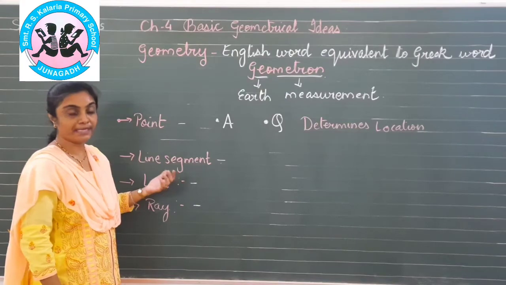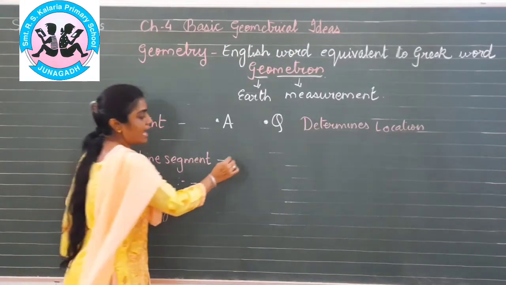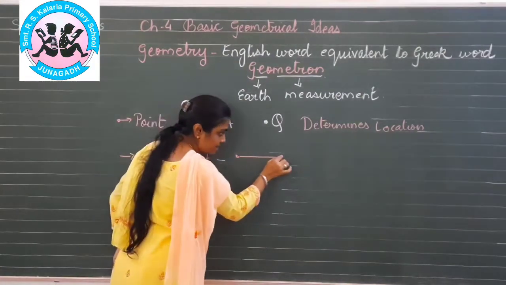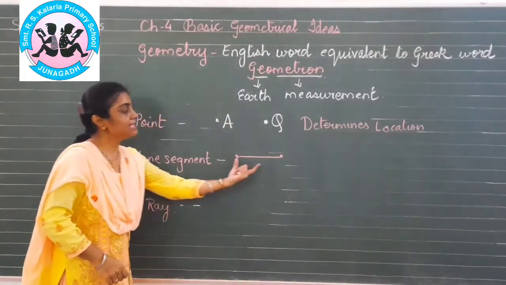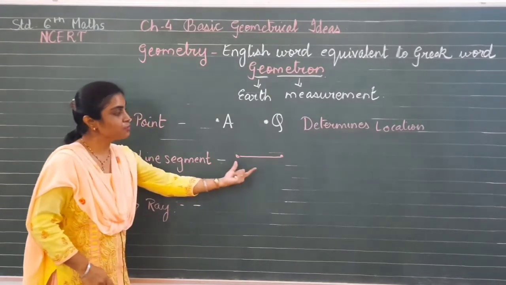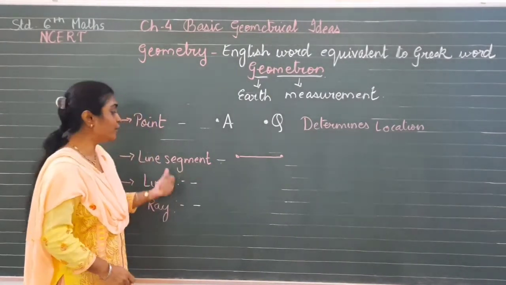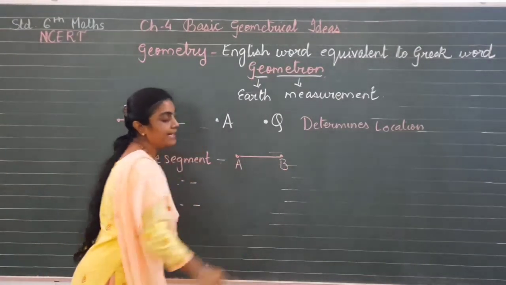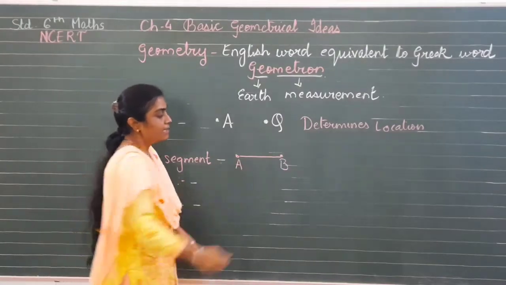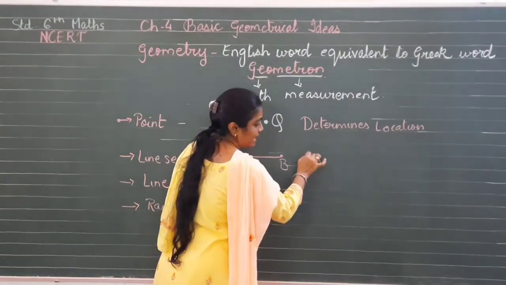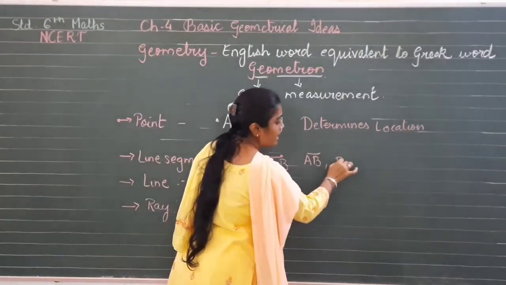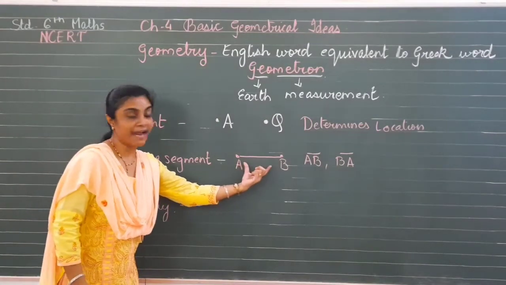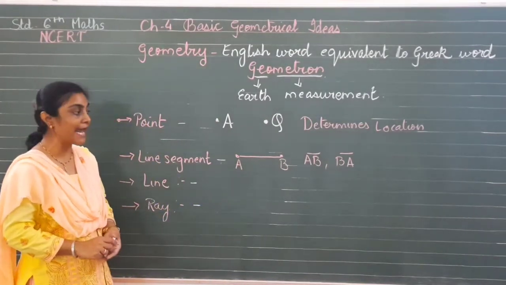Let us move to the next topic, that is line segment. I am putting two dots over here and I am joining these two points with a line. So, this line is limited. If you connect these two points, it will form your line segment. It is marked as line segment AB. It can be written in symbolic form as line segment AB or line segment BA. It is limited. It is finite. So, this was about the line segment.